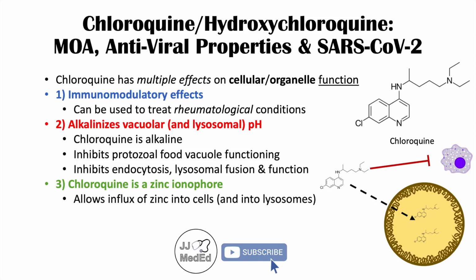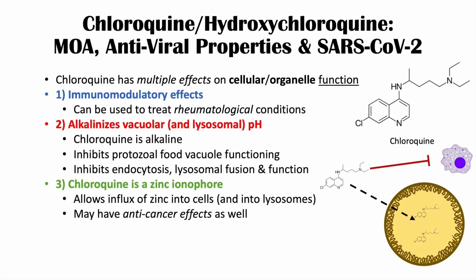Being a zinc ionophore, it can allow the influx of zinc into cells and into organelles like lysosomes. And there's some question as to whether allowing the zinc into cells also has an anti-cancer effect. I'm not going to talk about that here, but that's something interesting to note as well. And the fourth point I want to make here is that chloroquine and hydroxychloroquine are known to bind to sialic acids. And I'll talk about what sialic acids are a little later on.